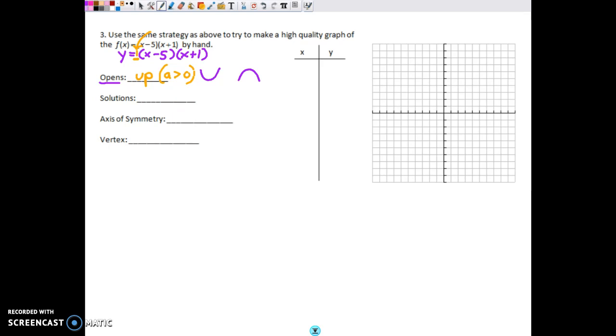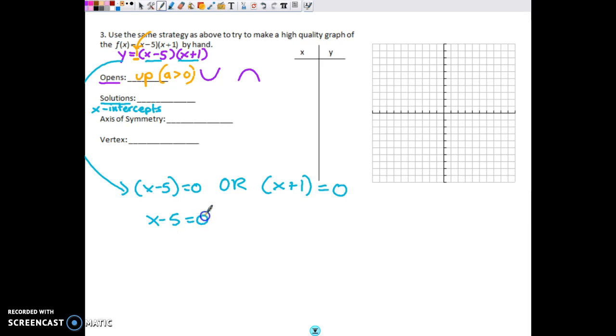So, the next thing we want to find are the solutions, which are known as the x-intercepts. Now, the way that we find that is we take each of the factors. Once I have it factored completely, I use the zero product property. I set each of those factors equal to 0. Now, you don't need the parentheses around here. They're going to just go away eventually. Solve by using inverse operations. X is going to be 5, or x is going to be -1.